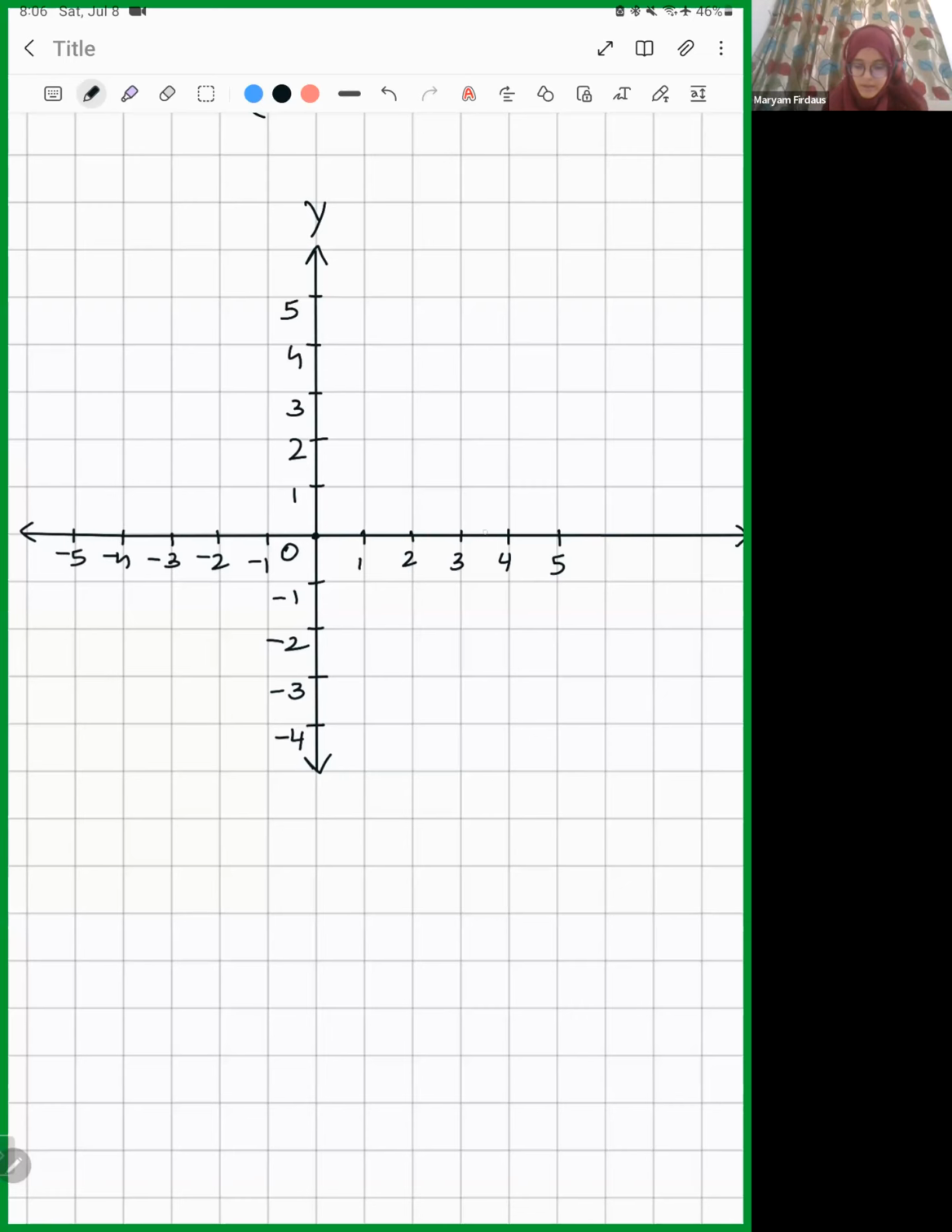Okay, so let's just take these. I'm going to give you a few points and you have to tell me what are the coordinates, abscissa and ordinate. Are you able to see all the points clearly? Yes. Good.